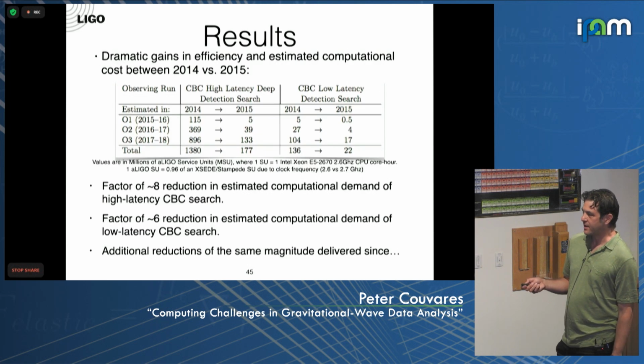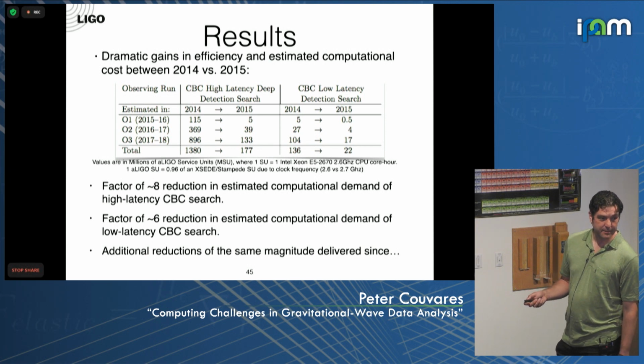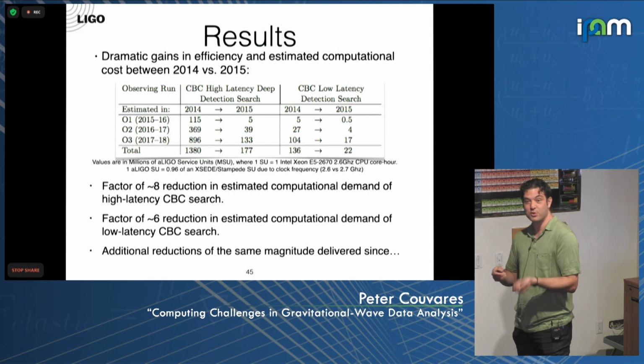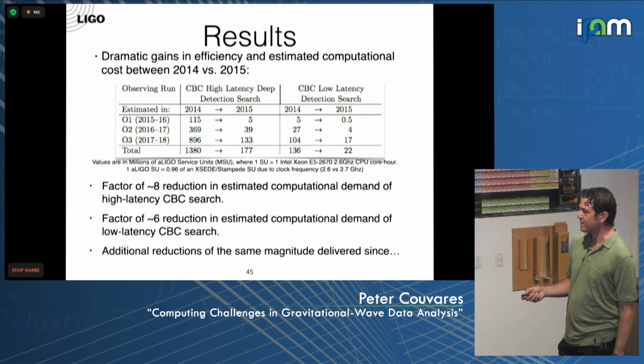And so all of these are important. As a result of this, we had these dramatic optimizations. Our flagship CBC search in 2014, this is how many millions of service units, so millions of CPU core hours on that reference platform. Our estimate in 2014 was that we were going to need 115 million CPU core hours. We ended up, after this optimization, estimating we needed 5. In O2, going from O1 to O3, we went from needing 1.4 billion CPU core hours to 177 million. That's an order of magnitude, which is on one hand a great success, right? It's also embarrassing because you shouldn't be able to have that level of optimization unless you were doing something wrong.